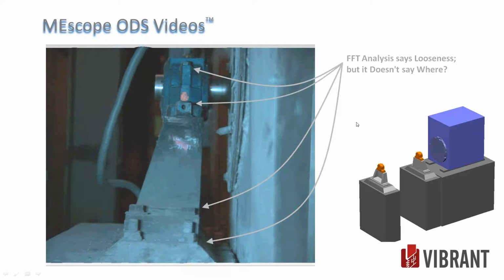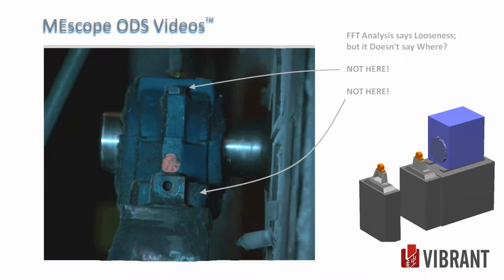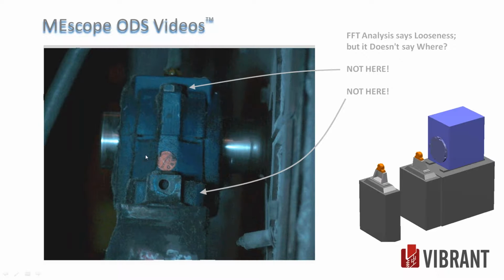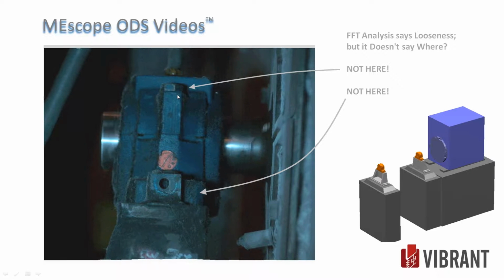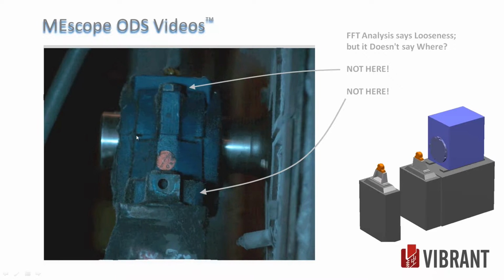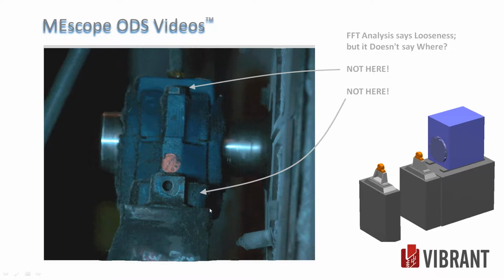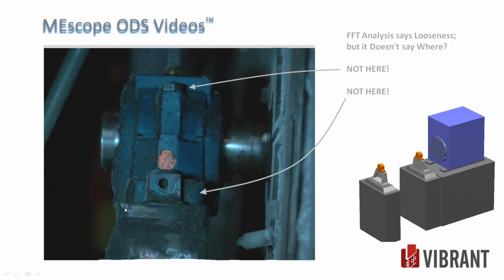Okay. So FFT analysis says looseness, but it doesn't say where. Okay, the image is going to tell us in a minute here. We took a close-up of the pillow block or the bearing housing. We still see the rotating shaft. We can't discern any motion up here, just the whole thing is moving. There's the split line of the housing without any gaps opening up. And down here, it's awful dirty, but there's no relative motion between the bearing plate and the bearing itself.